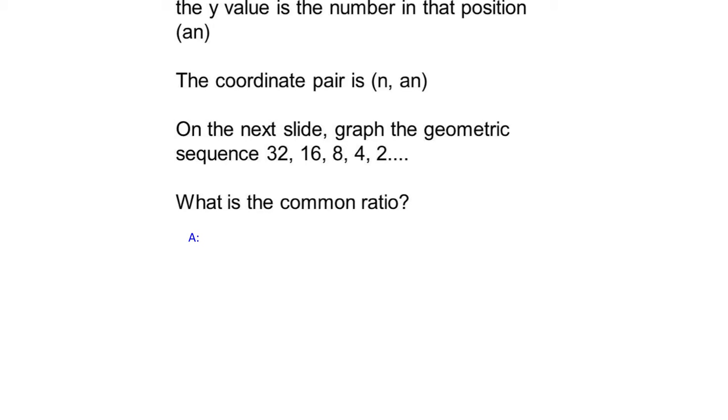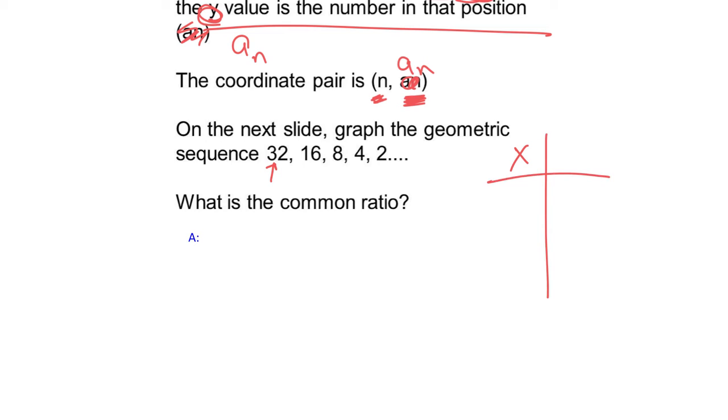To graph a geometric sequence, create a table. The x value is the position and the y value is the number in that position, and that should be a subscript n. And this should be a subscript n as well. So your coordinate pair is n, that's your position, a subscript n, that's the number in that position. So this number is your y. That is your value. And that is the first number, so that is going to be a 1.